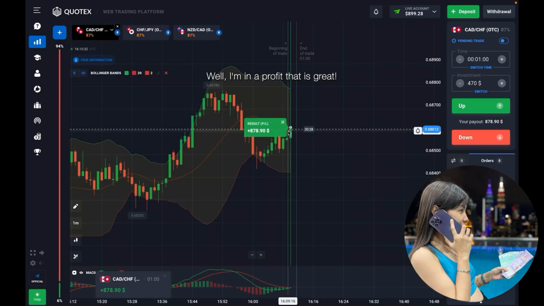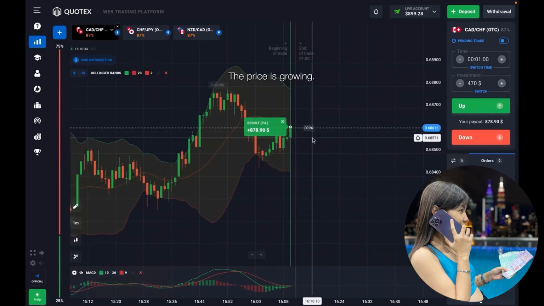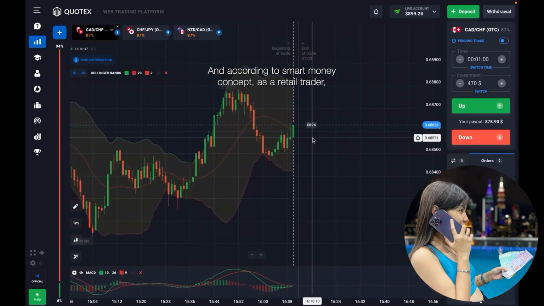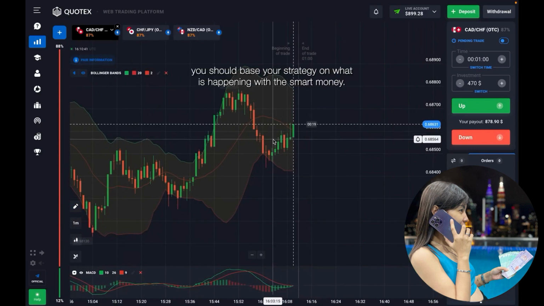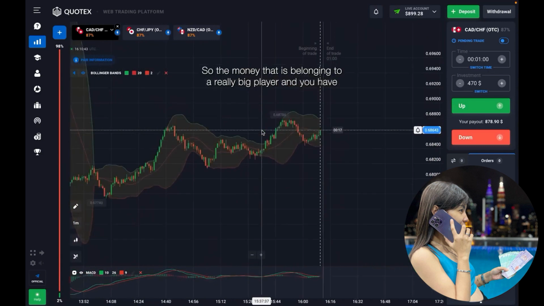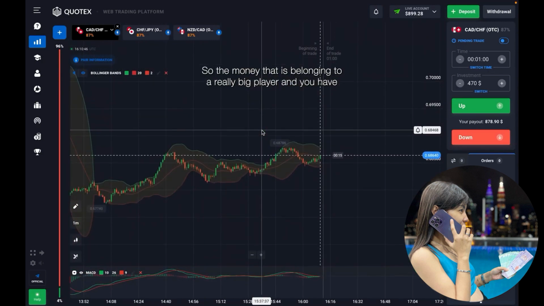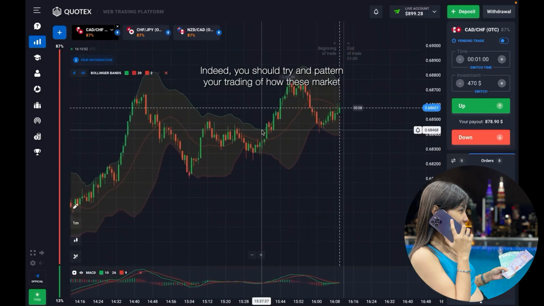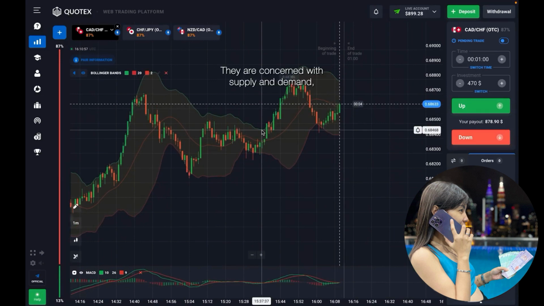So I'm in the profit, and that is great. The price is growing, and according to smart money concept, as a retail trader, you should base your strategy on what is happening with smart money. So the money that belongs to a really big player, and you have just to adapt your moves to the strategy. Indeed, you should try to pattern your trading on how these market makers are trading. They are concerned with supply and demand, the market structure.